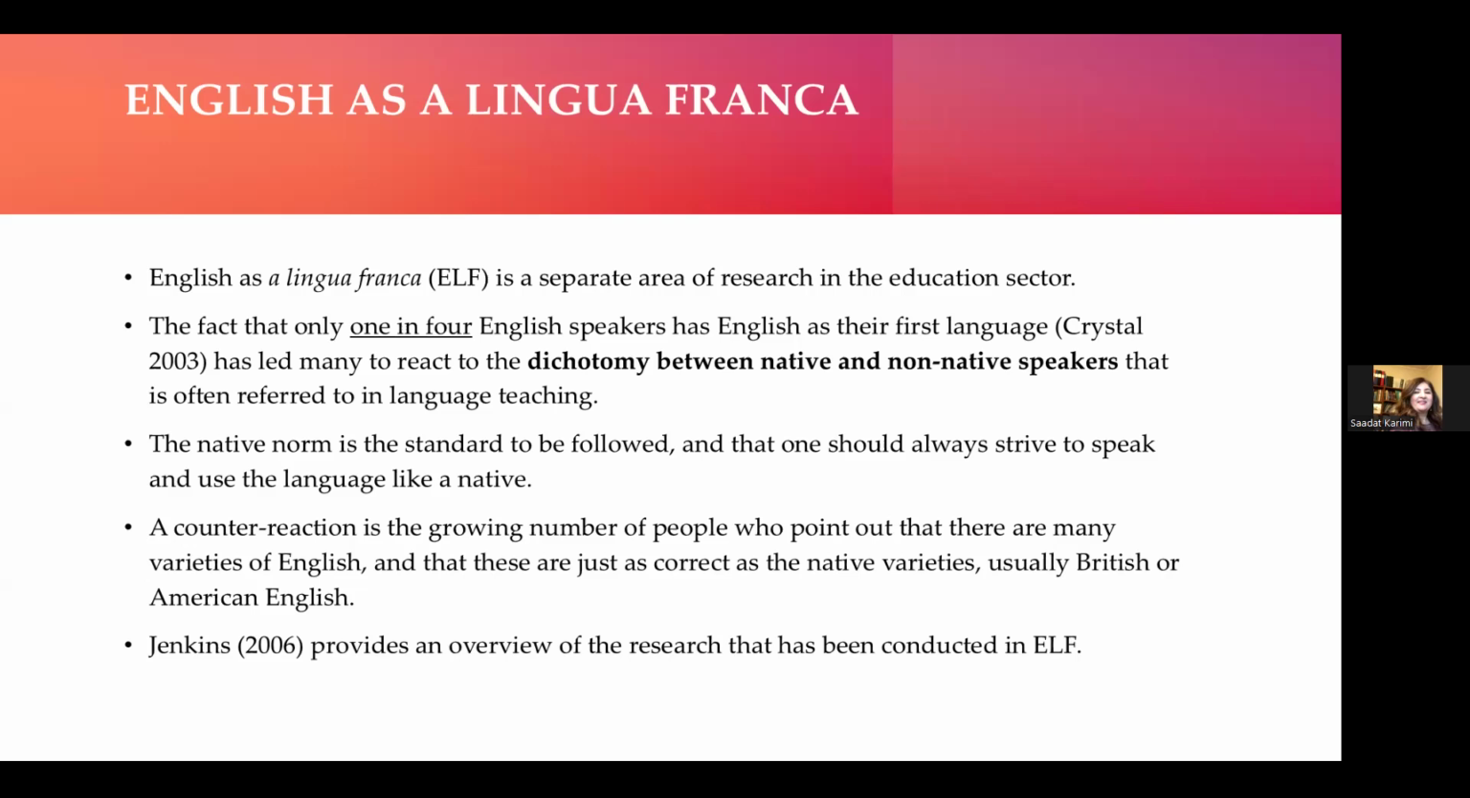English as a lingua franca is a separate area of research in the education sector. The fact that only 1 in 4 English speakers has English as their first language, Crystal has led many to react to the dichotomy between native and non-native speakers that's often referred to in language teaching. Many argue that the native norm is a standard to be followed and that one should always strive to speak and use the language like a native.